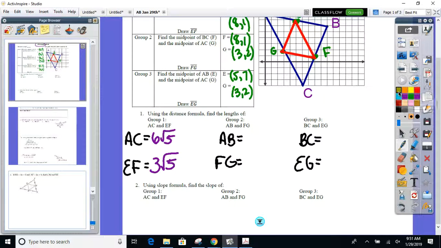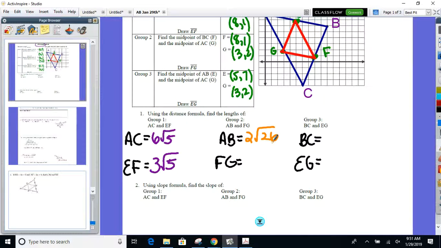Group 2. You got AB for me? Anybody in group 2? AB? 2 radical 26. Nice job. You broke down the square root of 104. And how about FG? Radical 26, yep. Two sides that had the same relationship.